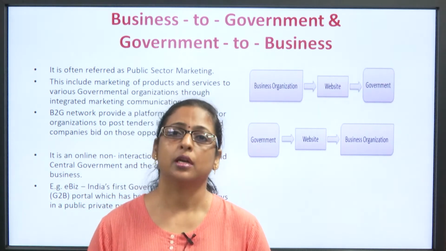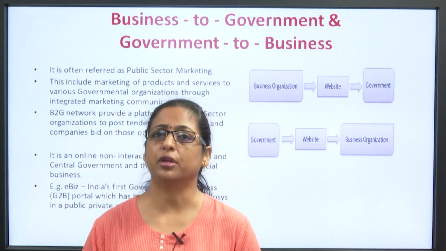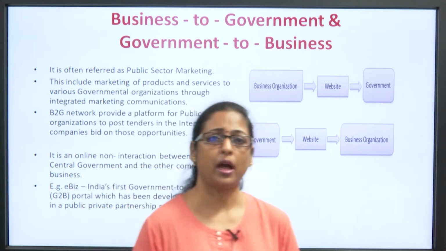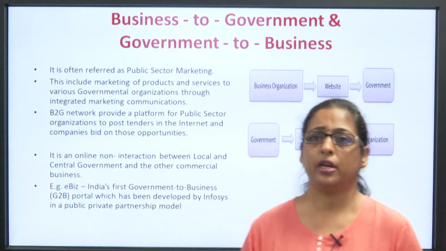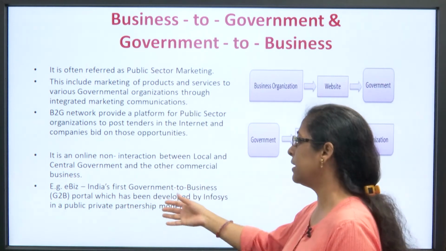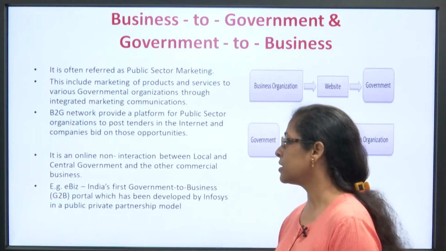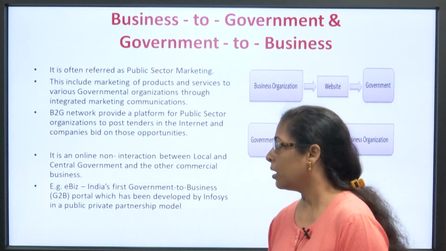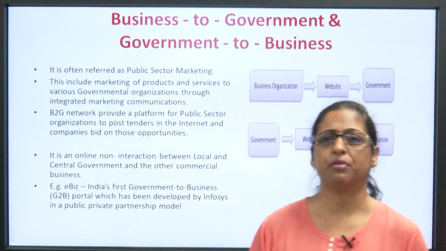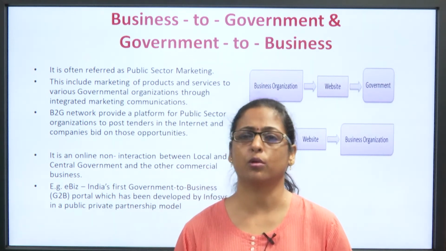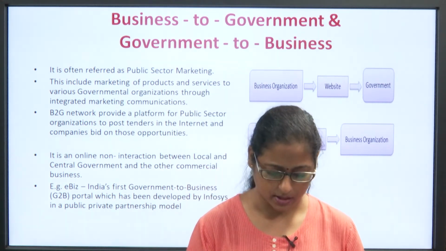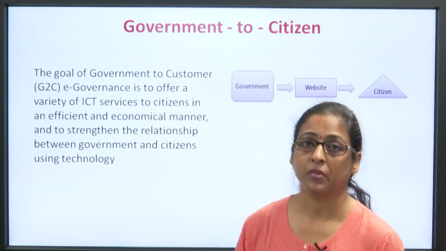can submit their quotations, can bid for their quotations. A very common and very popular government site for such a relationship is eBiz, which is India's first government to business portal, and there are various other state-wise portals also, central government-wise portals also, which provide such kind of opportunities.